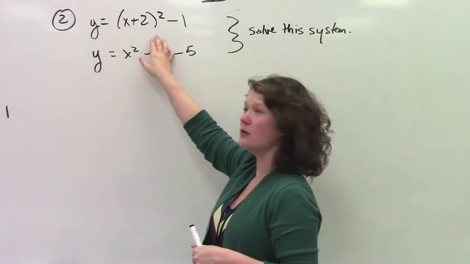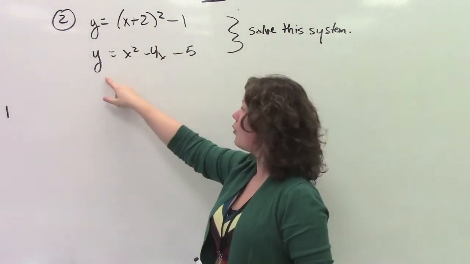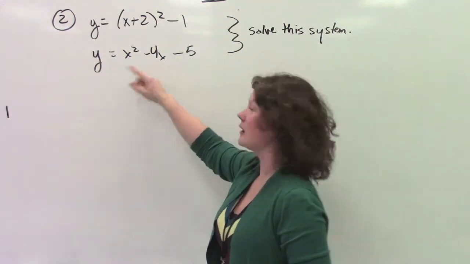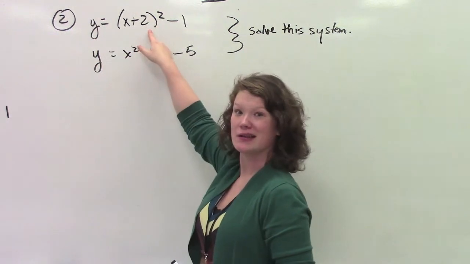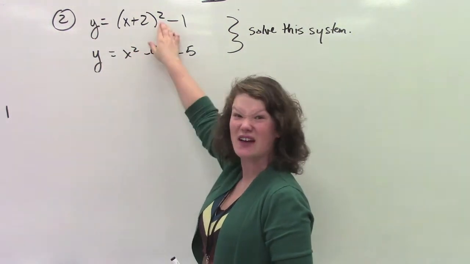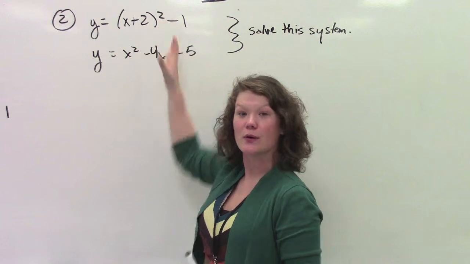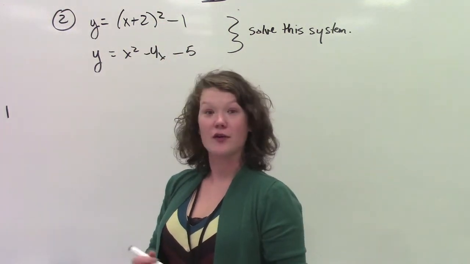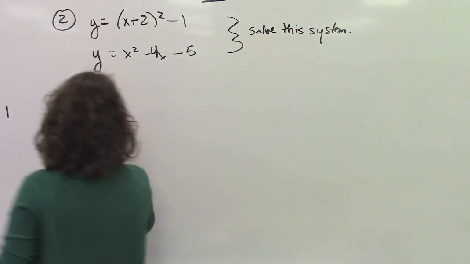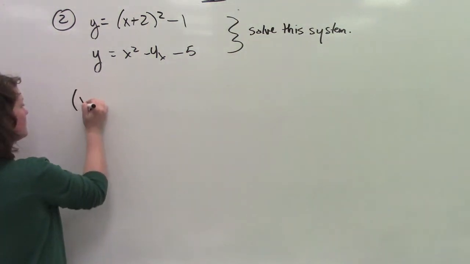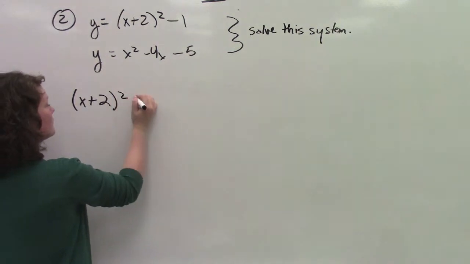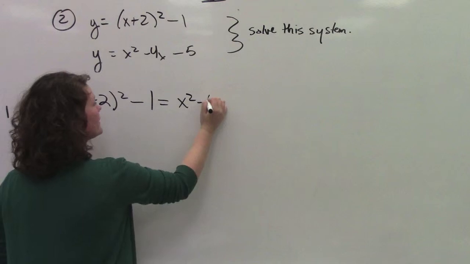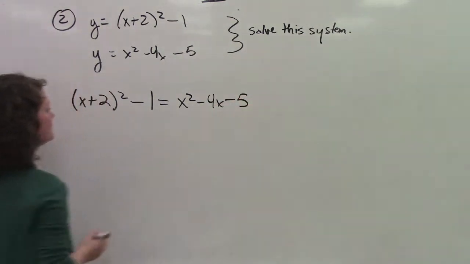We have y equaling something and y equaling something. So since y equals this and y equals this, that means these two things have to equal each other as well. So what we're going to do is set those things equal to each other and solve for x algebraically. So (x plus 2) squared minus 1 equals x squared minus 4x minus 5.